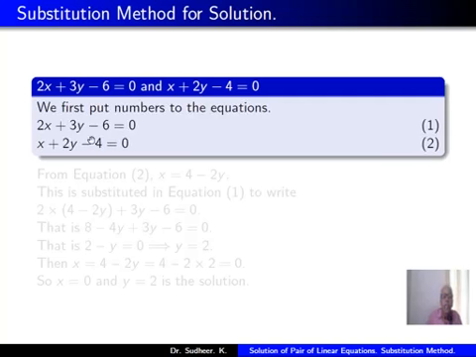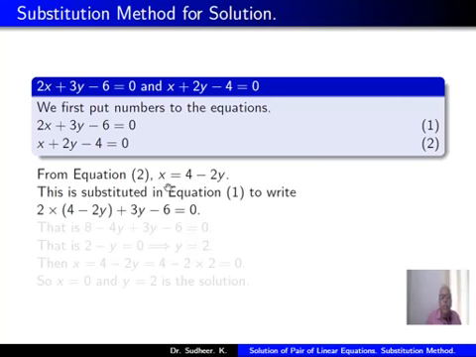For that, first we put numbers to the equations. 2x plus 3y minus 6 equal to 0 is given number 1, and x plus 2y minus 4 equal to 0 is given number 2. From equation 2, we can write x equal to 4 minus 2y. So we keep x on this side, and 2y and minus 4 are taken to the other side.